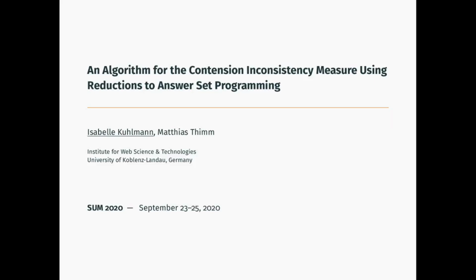I work at the University of Koblenz-Landau in Germany, and today I will present a work that I did with Matthias Thimm called An Algorithm for the Contention Inconsistency Measure using Reductions to Answer Set Programming.